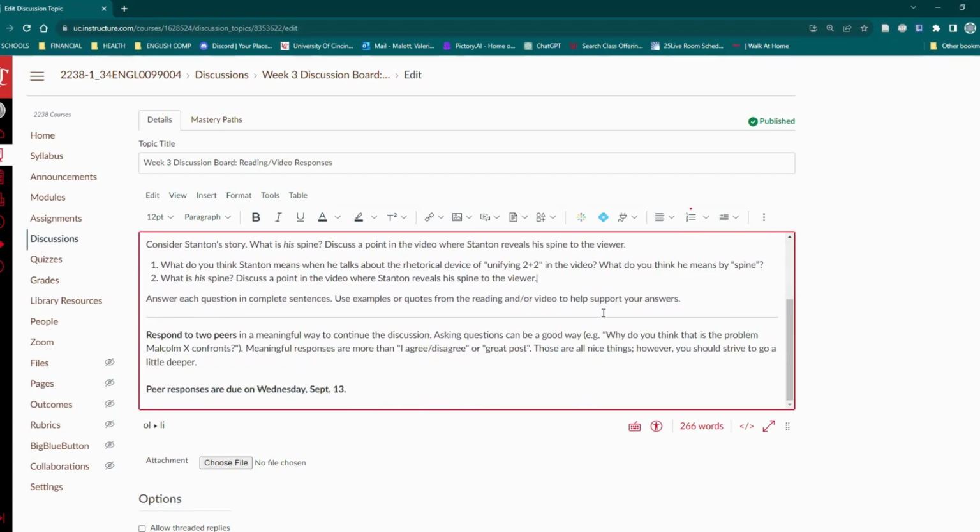And then I'm asking you also to respond to 2 peers in a meaningful way to continue the discussion. Don't just say, I agree or I disagree or that's a great post. Those are all nice things to say to your peers. However, you should try to go a little bit deeper and try to actually have a conversation.